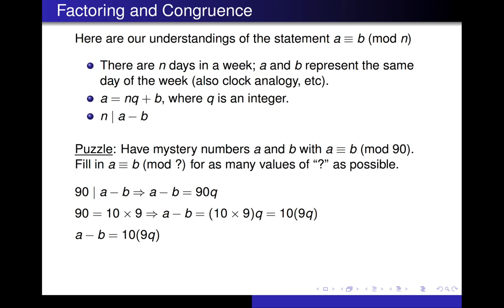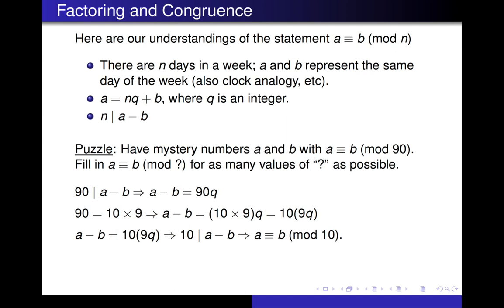Now, one thing I know about 9 times Q is Q is an integer, 9 is an integer. That means 9 times Q is an integer. And if I look at that equation in that context, that tells me that 10 divides evenly into A minus B. 10 times some integer, 9Q, is equal to A minus B, so that means 10 divides evenly into A minus B. But with our new definition of what it means to be congruent, that tells us that A is congruent to B mod 10. So 10 is one of those question marks that we can fill in for our mystery numbers.